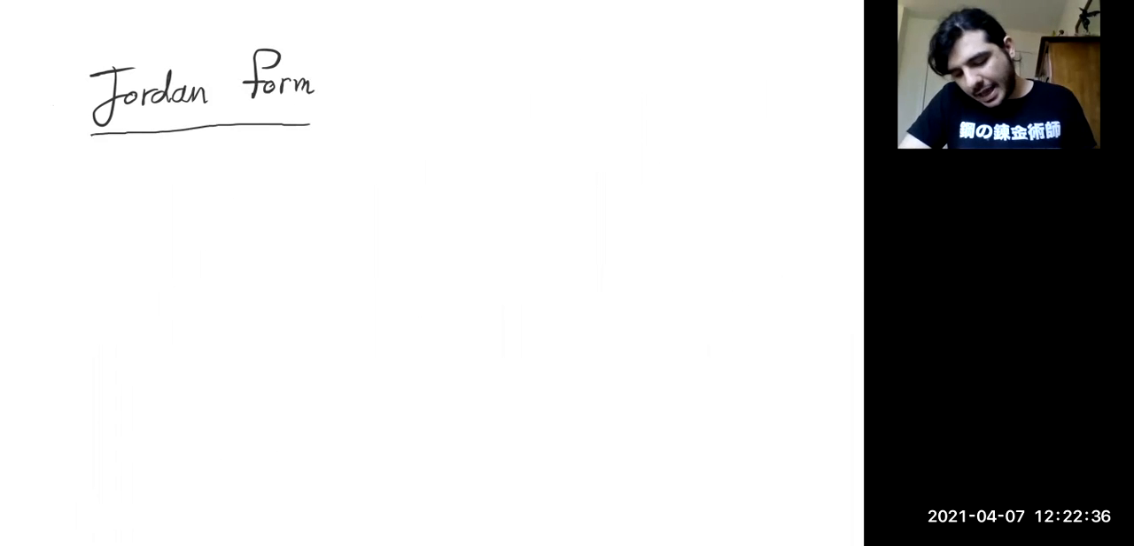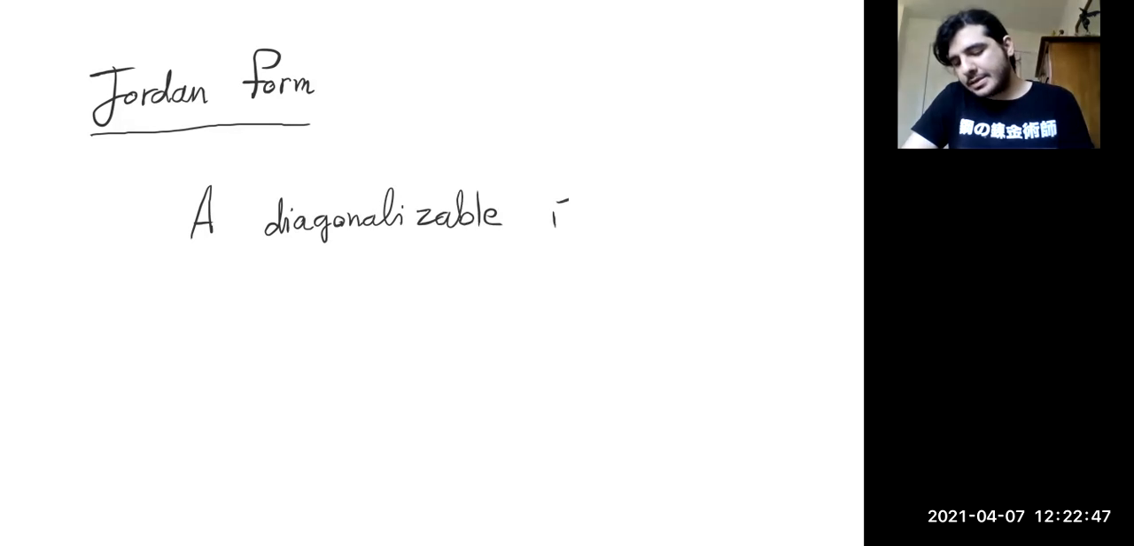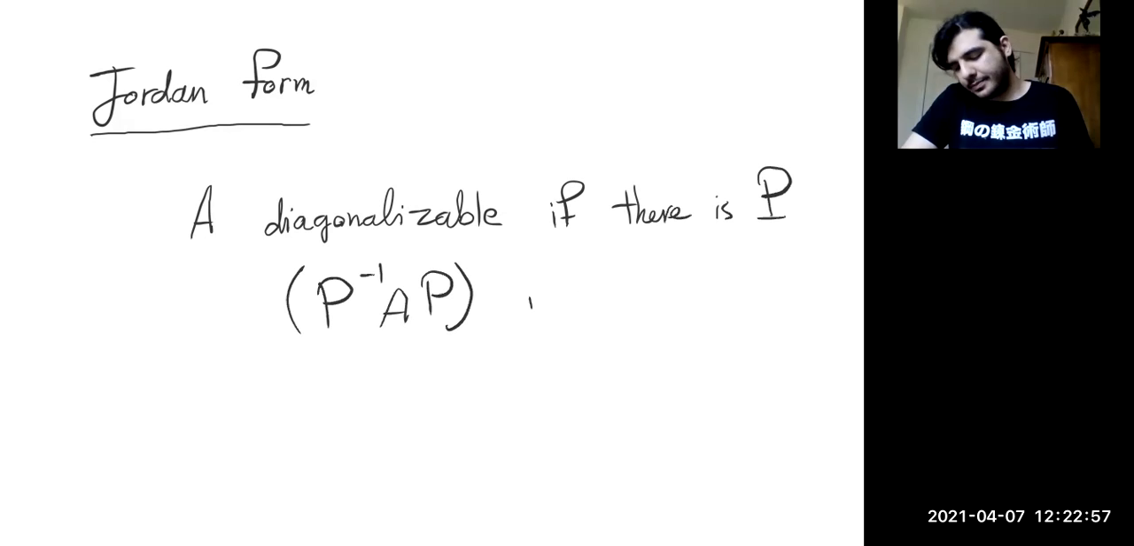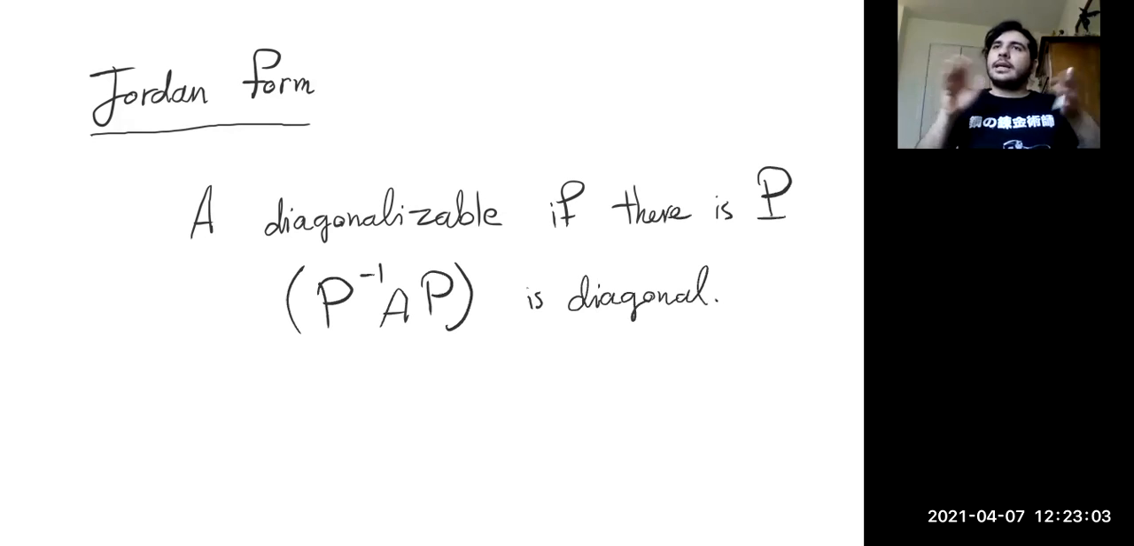So we say a matrix A is diagonalizable if there is an invertible matrix P such that P inverse AP is a diagonal matrix. The point is that it's not true that all matrices are diagonalizable. There are matrices for which you can never find such a matrix P such that P inverse AP is diagonal.